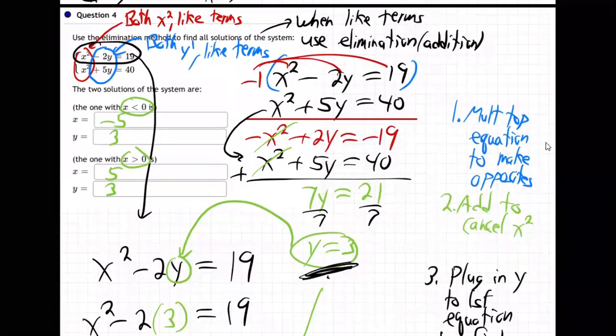So recapping. So what happened there? So step one, we noticed that these were like terms. These are just like terms. x squared over x squared, y over y. So if they're just like terms, then you can add them and subtract them together. Like terms can add and subtract. So in that case, we're just going to use the addition method, also called the elimination method. It's two names for the same thing.